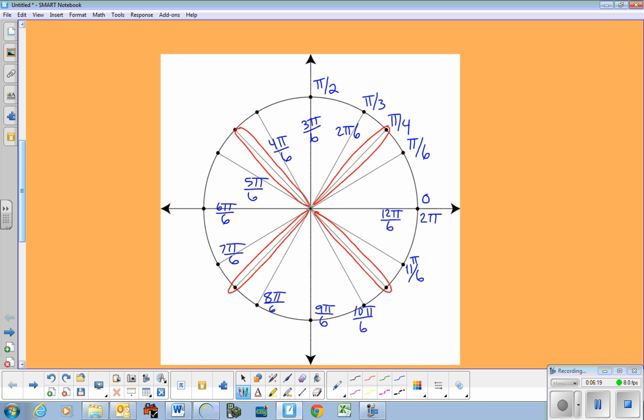So when you're first learning this, you'll get more familiar with where these locations are, but if you work your way around counting 1 pi over 6, 2 pi over 6, 3 pi over 6, and then just simplify the fraction, you're going to get all your radian locations. 4 pi over 6 is 2 pi over 3. 5 pi over 6 cannot simplify. 6 pi over 6 is pi. 7 pi over 6 will not simplify. 8 pi over 6 is 4 pi over 3. 9 pi over 6 is 3 pi over 2. 10 pi over 6 is 5 pi over 3. 11 pi over 6 stays, and of course 12 pi over 6 is 2 pi.